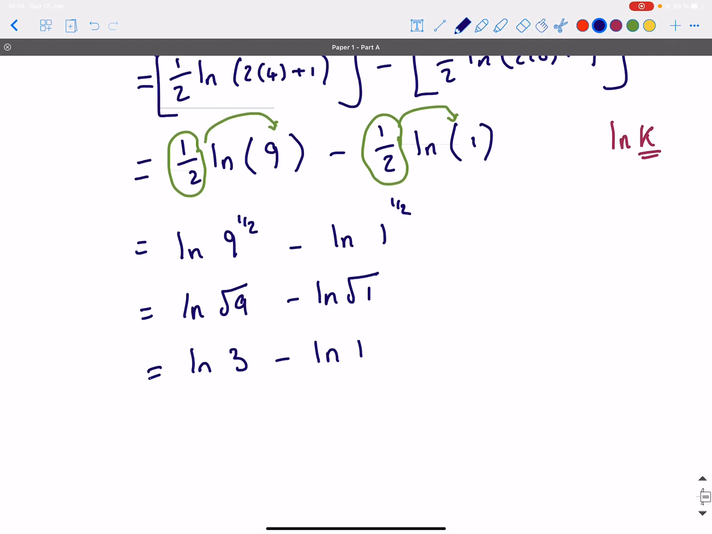And I'm still not finished yet because it's still not in one single logarithm. So now I can use the fact that I've got the subtraction there and bring it in together as a division instead. So natural log of 3 over 1. 3 divided by 1 is 3. So my final answer is natural log of 3.